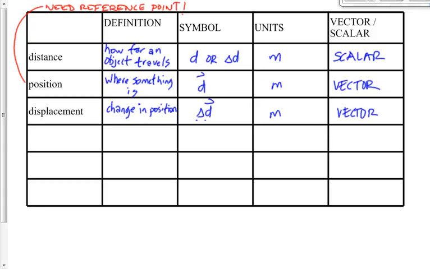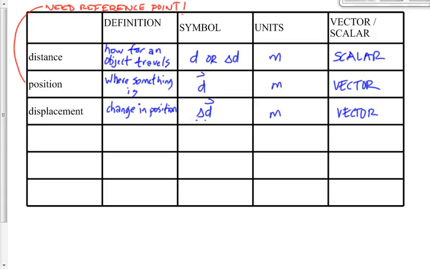Take a look at what we did over here, right? We need a reference point for position, right? Where I am, it matters what it's relative to. But my displacement, I traveled 5 meters north. I could travel 5 meters north if I'm in Airdrie, or 5 meters north if I'm in Lethbridge, right? 5 meters north is 5 meters north. My position isn't the same there, but my displacement would be.